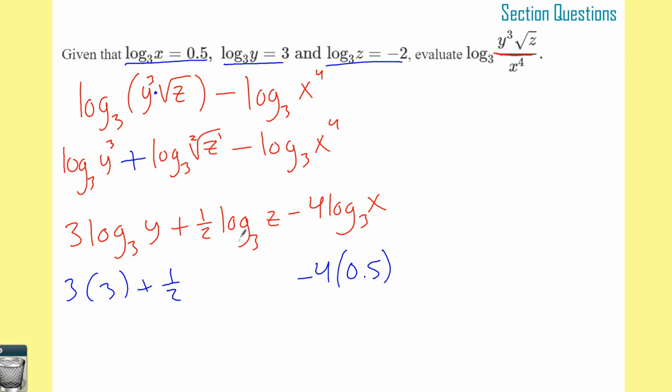Plus 1/2 log base 3 of z is -2 minus 4 times 0.5. So we get 9 minus 1 minus 2. So our answer is 6. Perfect.